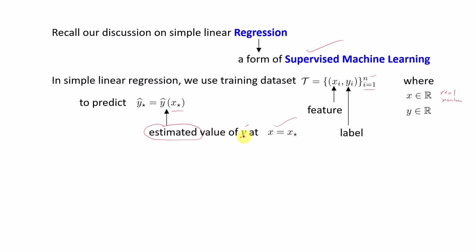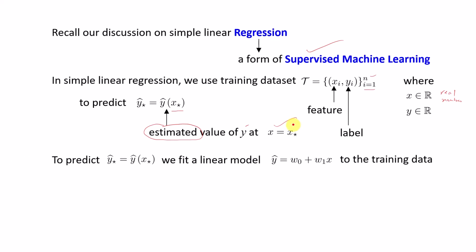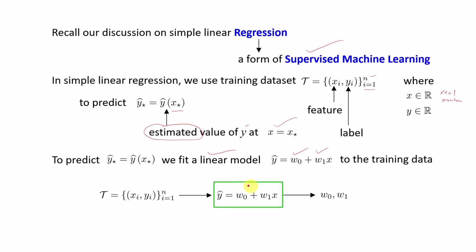Of course, to get this value of y at x equals x star, first we have to build a model of how x and y are related. In simple linear regression, we fit a linear model like this: y hat is equal to w naught plus w1 x. Here w naught and w1 are unknown constants, and we try to find w naught and w1 using the training data. So this is our model.